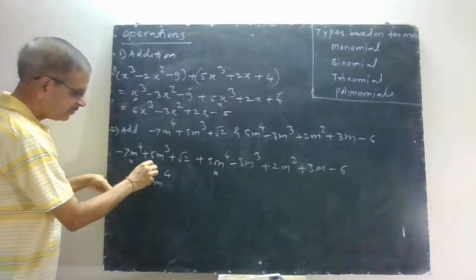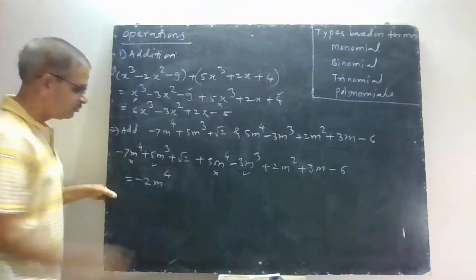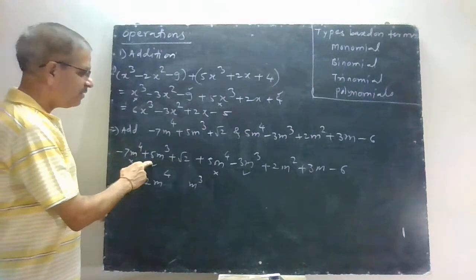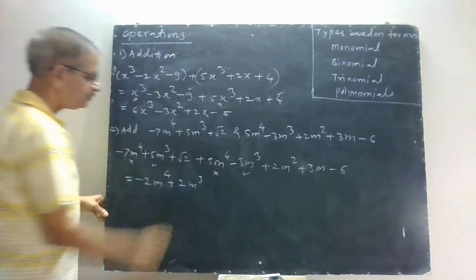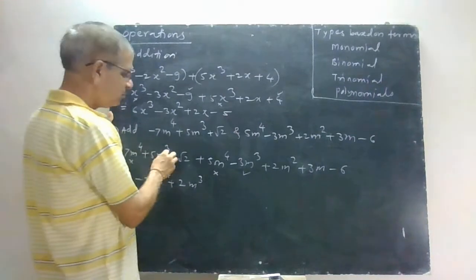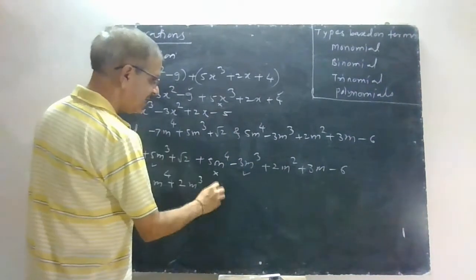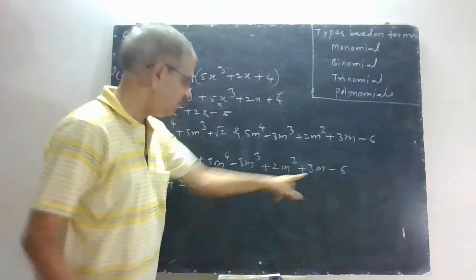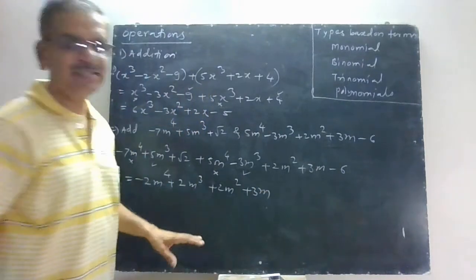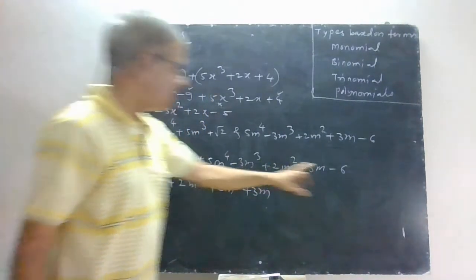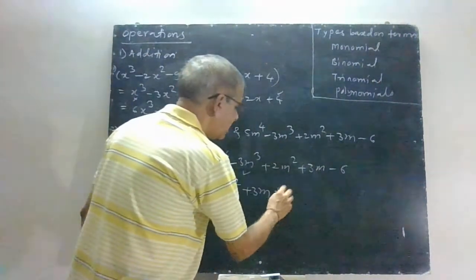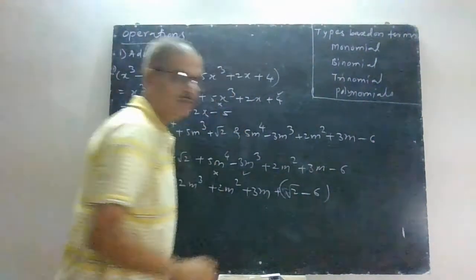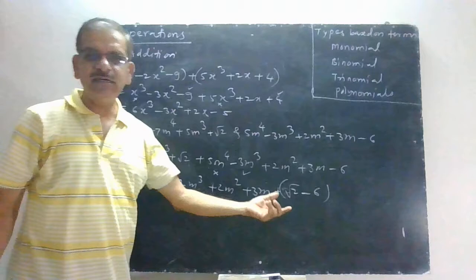Now it is m raised to 3, here it is m raised to 3. Now see again here, 5m raised to 3 minus 3m raised to 3. So the term will be m raised to 3. Only thing you have to decide is its coefficient. So 5 minus 3 gives you plus 2. Now m square, there is only one term, so write as it is, 2m raised to 2. Now the term of m, that is only one term, plus 3m, and then the last term, that is the constant term. Here it is root 2 and here it is minus 6. So you cannot add those two terms, so you write as it is. This is your constant. So in this way you can add the polynomials.